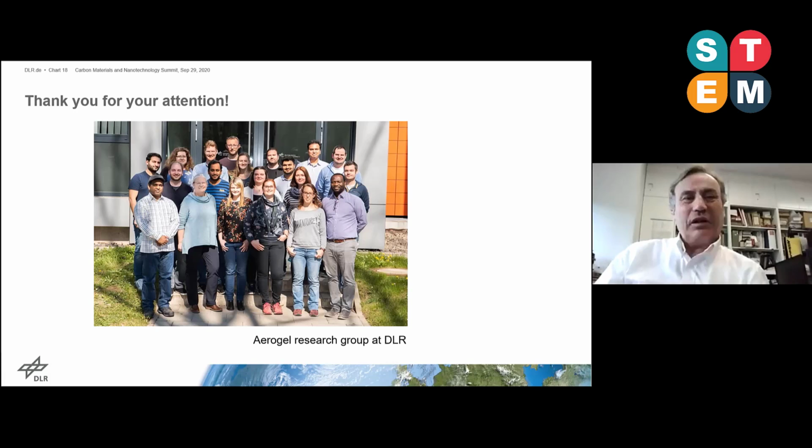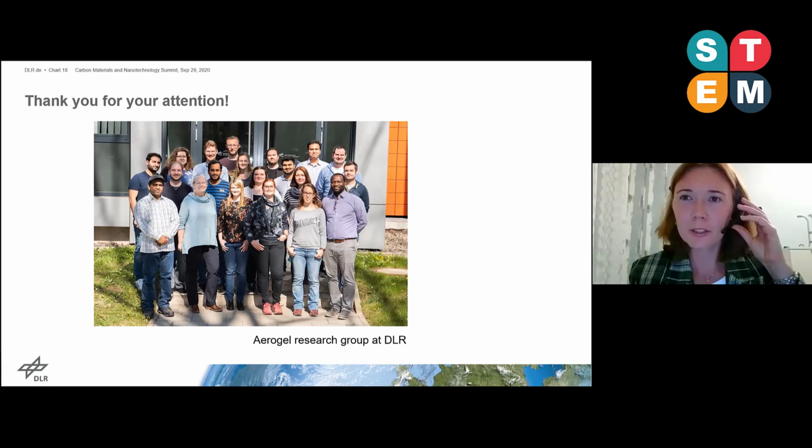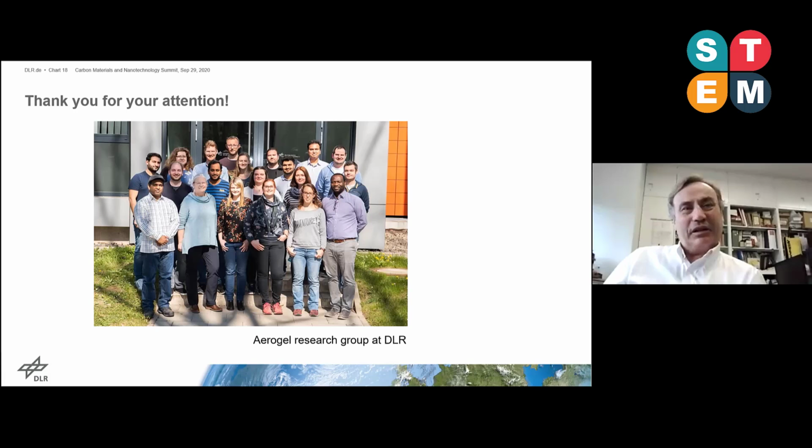So you showed in one slide, my question is, how strong is the bonding between the carbon atoms in the aerogel? In one slide, you had a picture which looked like crystalline materials, and in the other picture, more like polymers, van der Waals bonding. So how strong is the bonding? I didn't really get the question. How strong is the bonding between carbon atoms? Yes.